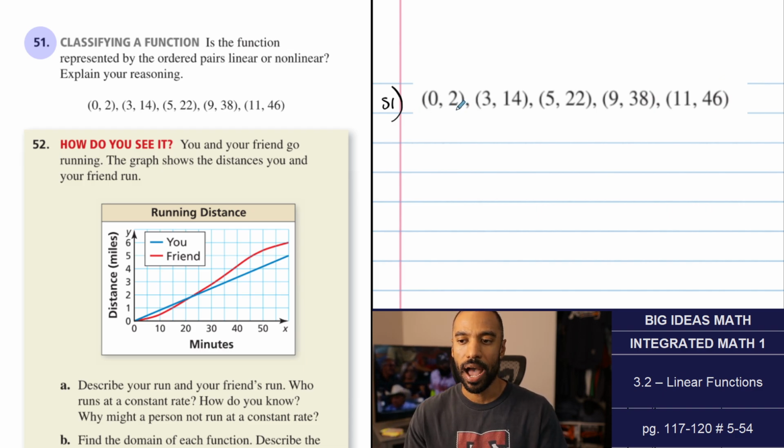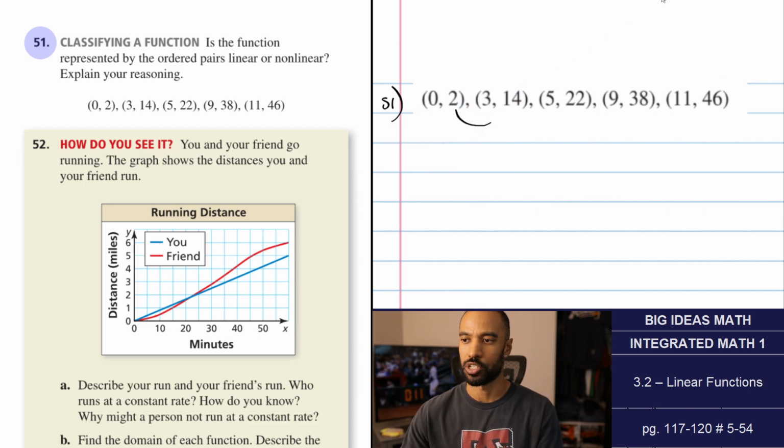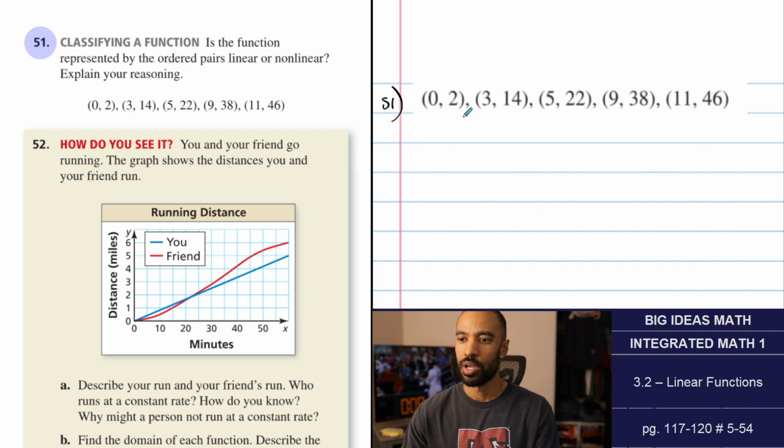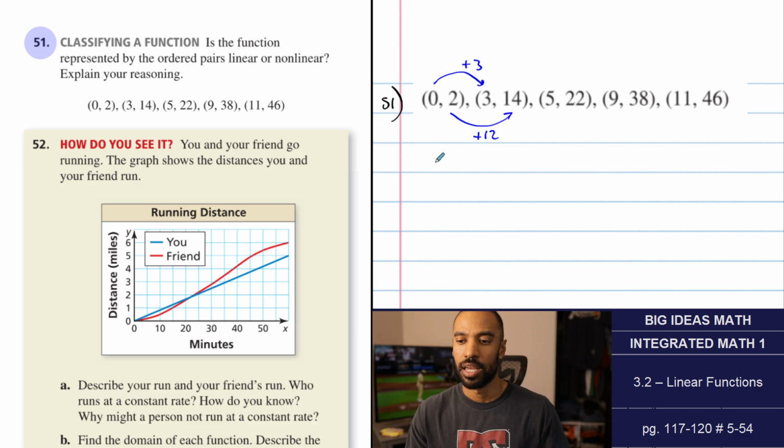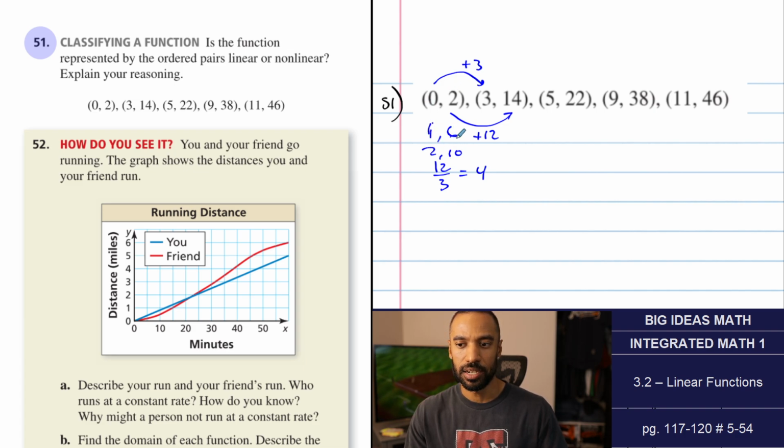So for example, y here changes from 2 to 14. That's adding 12. Whereas x here changes from 0 to 3. That's adding 3. When we talk about rates, we talk about how much y changes versus how much x changes, right? It's like dollars per tomato, things like that. Now 12 divided by 3 is 4. That means every time x increases by 1, if it were linear, it would go 1, 6, and 2, 10, and 3, 14. It would add 4 each time.